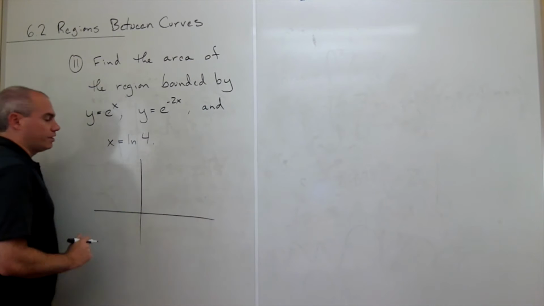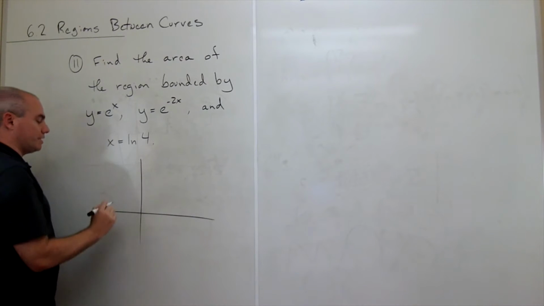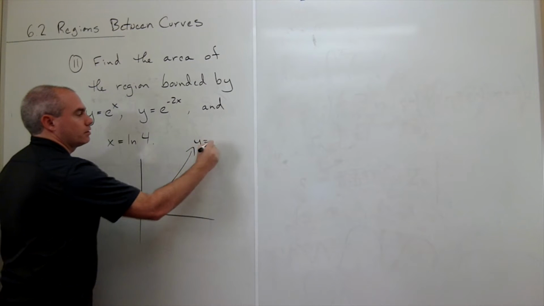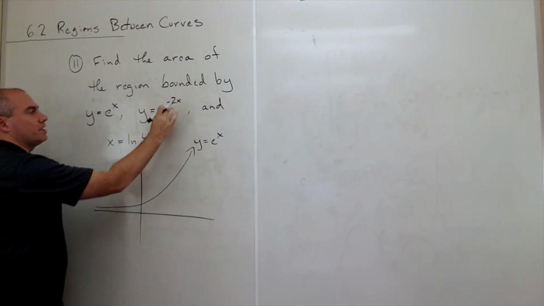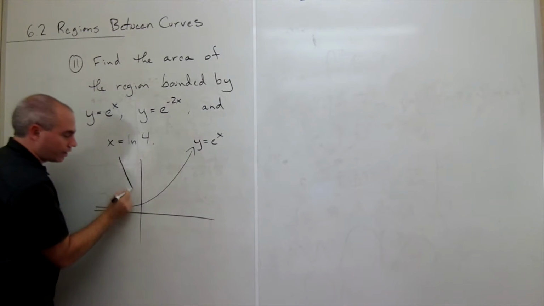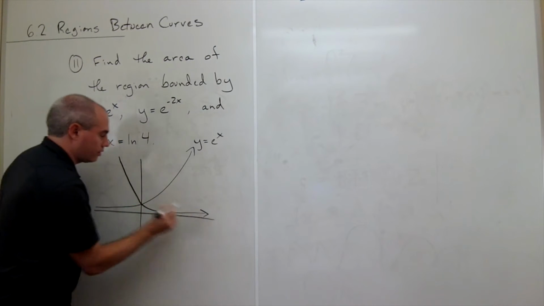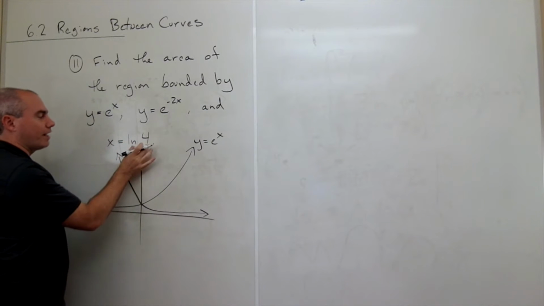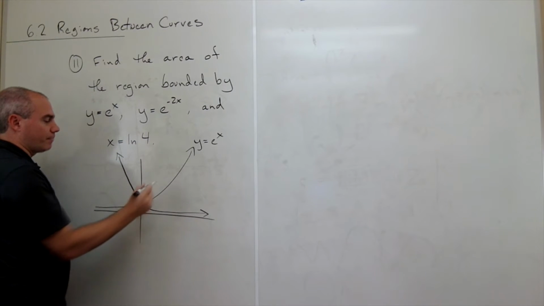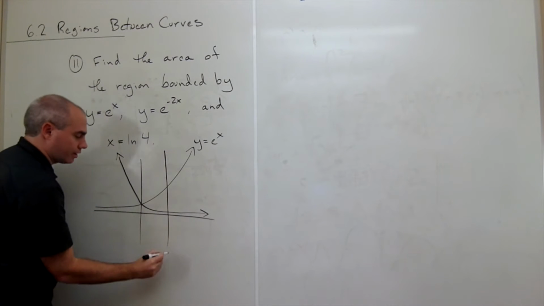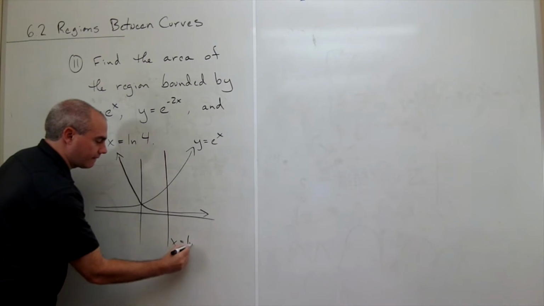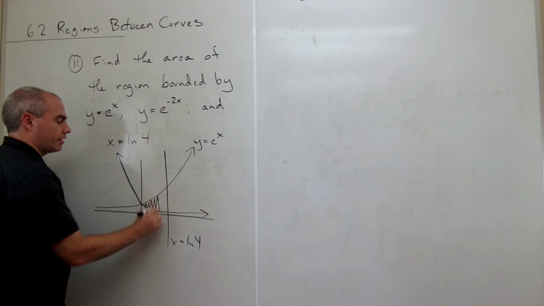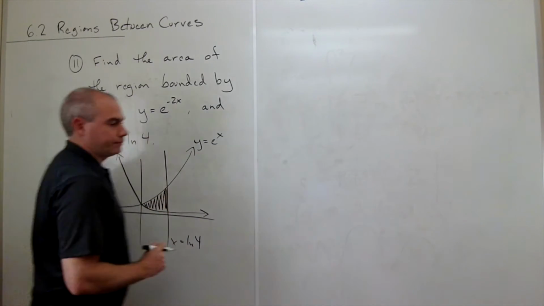So here's my x and y axis. Y equals e to the x looks something like this. Y equals e to the negative 2x looks something like this. And then x equals ln of 4. Ln of 4 is just some positive number, and so it looks like this. Okay, so the region bounded by those three is sitting right there.